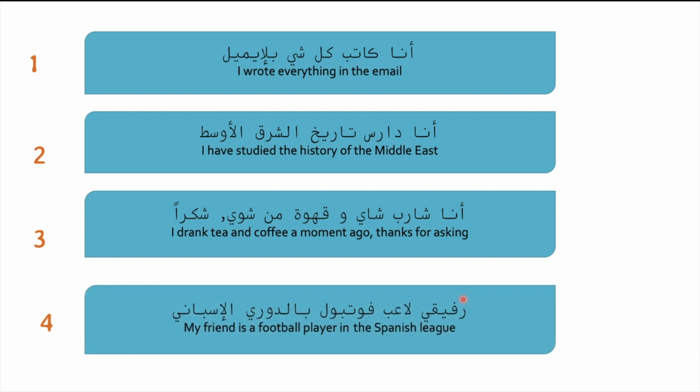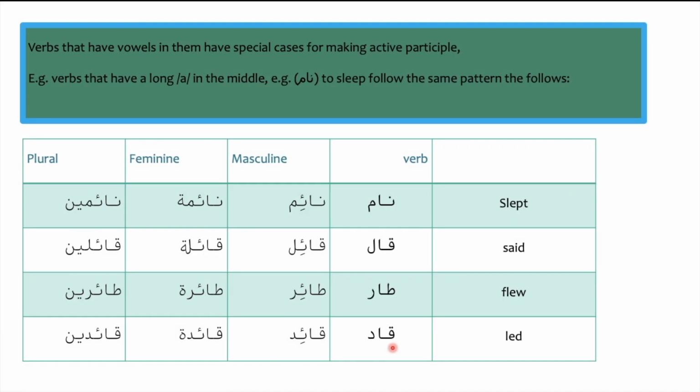And here we've got رفيقي لاعب فوتبول بالدوري الإسباني. My friend is a football player in the Spanish league. So you could use that as well. لاعب actually means football player, but here it could mean both, like playing in the Spanish league, or he's a player. So it depends on the meaning, and all you need to do is specify what you mean. And now, how do we make the active participle out of the hollow verbs?